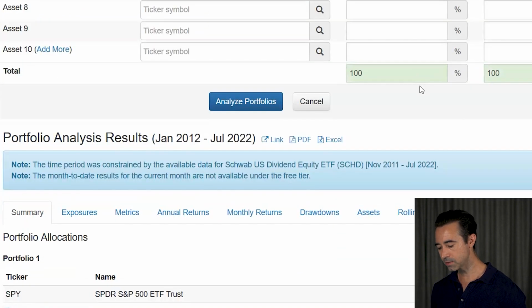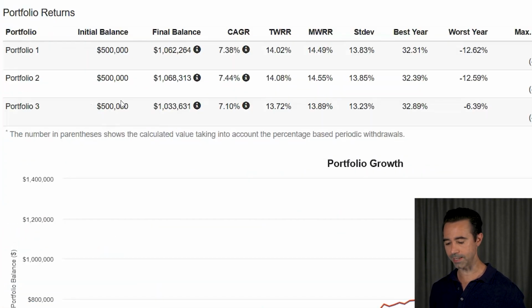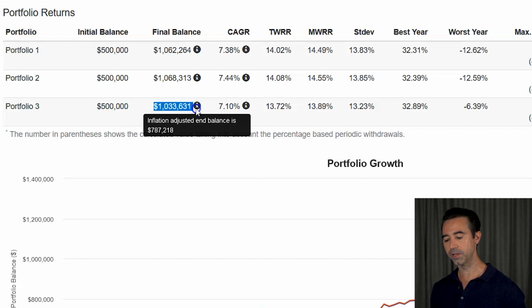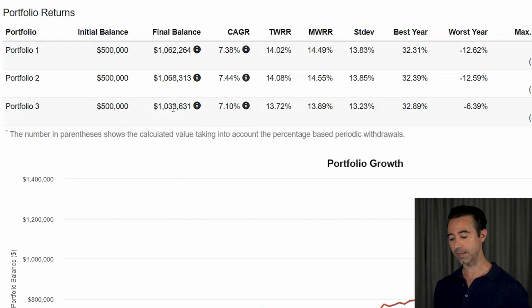Okay, so what happens? Portfolio 3 is SCHD, and what we have here is $500,000, ends up final balance being $133,000. So you do have quite a bit less money in this situation than if you had money in the S&P 500, right? So CAGR here is 7.44% versus 7.10%. Again, if you look at the difference in actual money that you have, $30-something thousand difference, to me it ends up being beneficial, right?